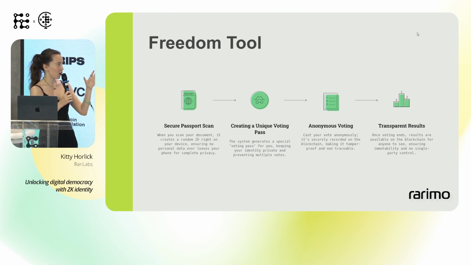The central artifact is the passport. So if you want to cast a vote with Freedom Tool, you just take your passport and you use your phone to tap the NFC chip inside the passport, and Freedom Tool will verify all of the data, and it will issue you with a ZKP that gives you an anonymous voting pass, and then you can cast the vote, and the vote itself is registered on the blockchain where it's completely tamper-proof.